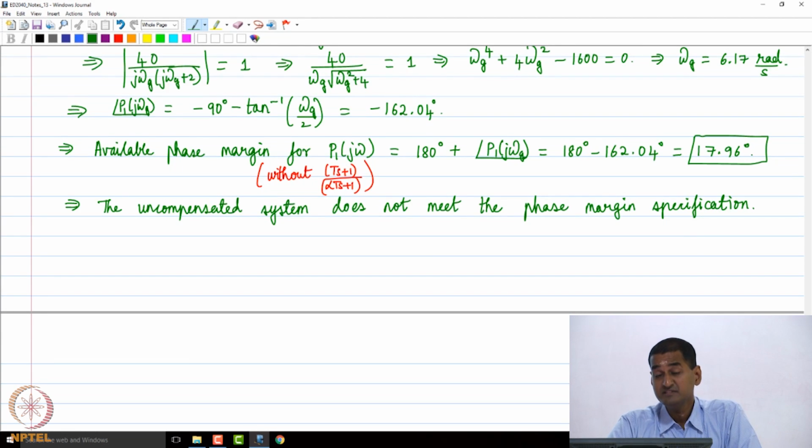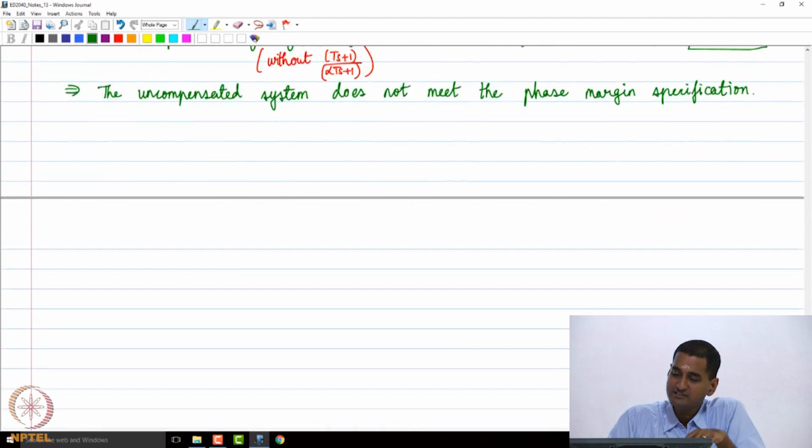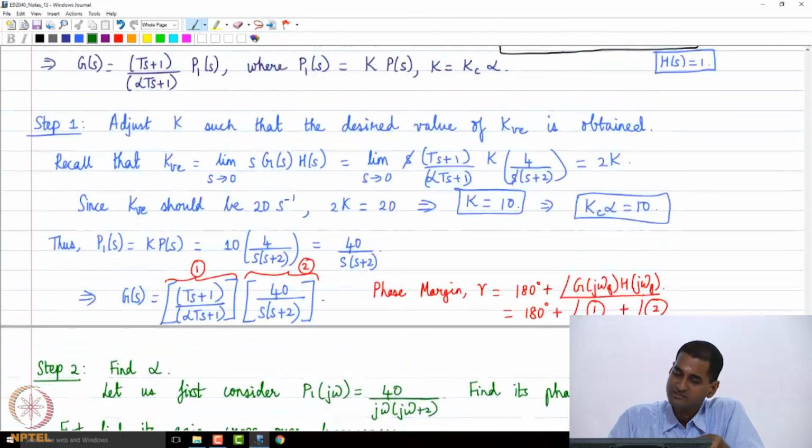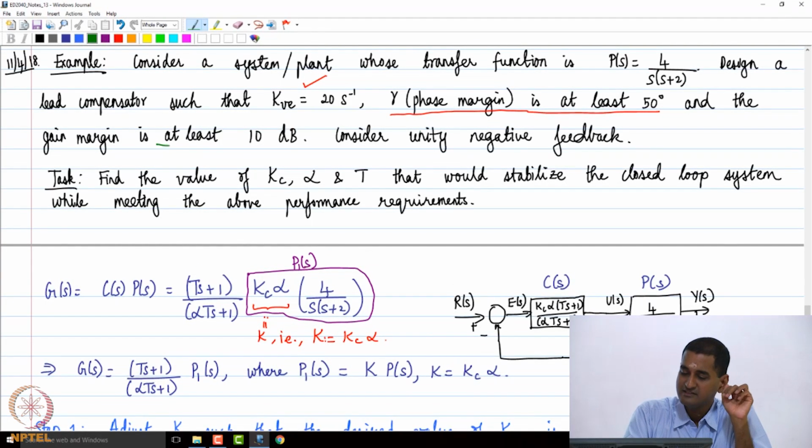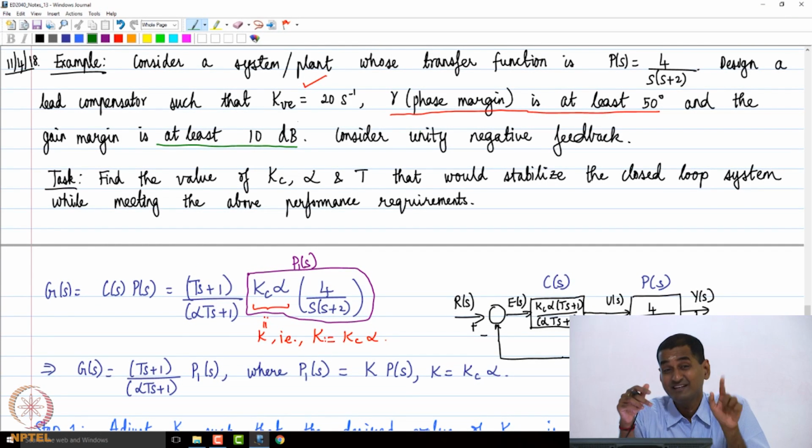Does the uncompensated system satisfy the gain margin specification? Of course, we'll continue with this, but before we carry on, what was the third requirement? The gain margin should be at least 10 decibels. So, that was the third performance specification. Does the uncompensated system meet the gain margin specification?